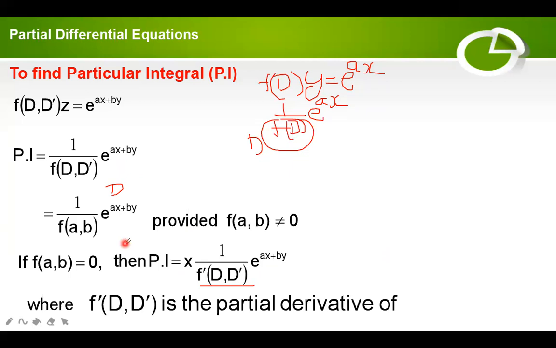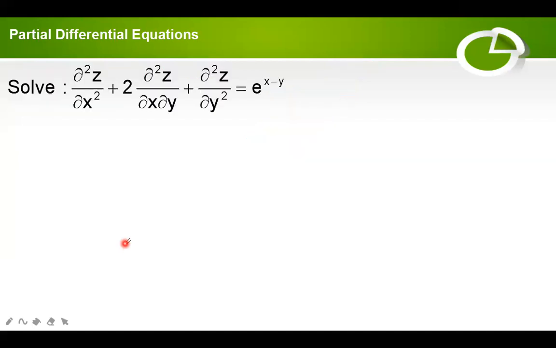Now we will see one problem based on this. Solve dou square z by dou x square plus 2 times dou square z by dou x dou y plus dou square z by dou y square equal to e raised to x minus y. First of all you have to convert into operator form. For this you put dou by dou x equal to capital D and dou by dou y equal to D dash. Therefore we get D square plus 2 D D dash plus D dash square of z equal to e raised to x minus y.